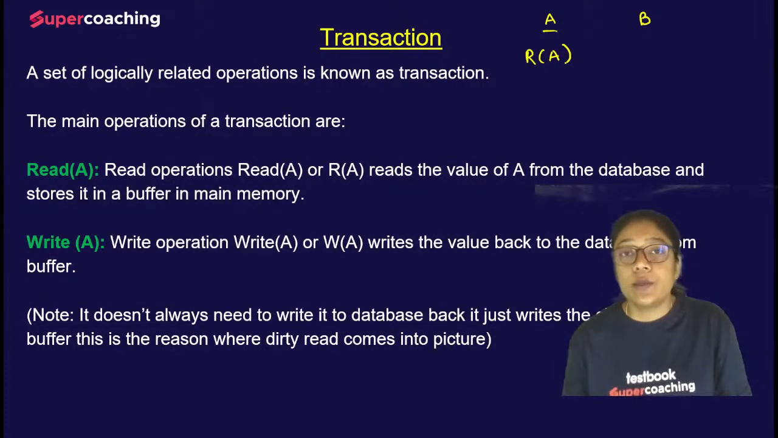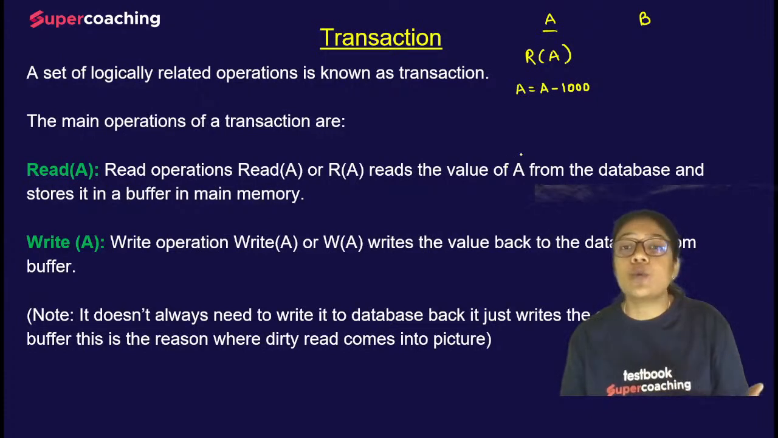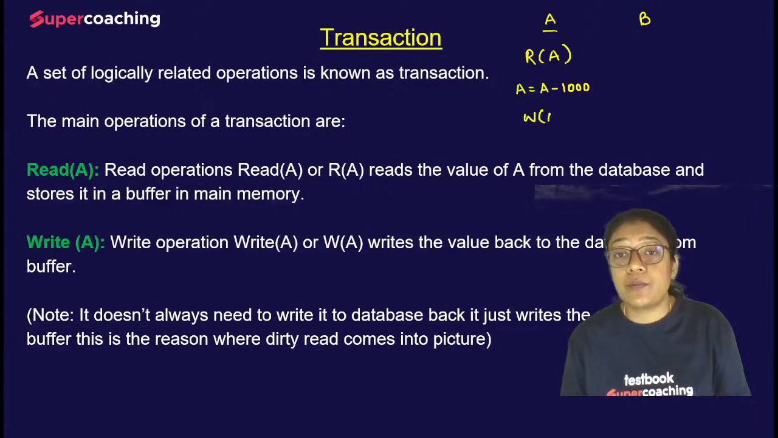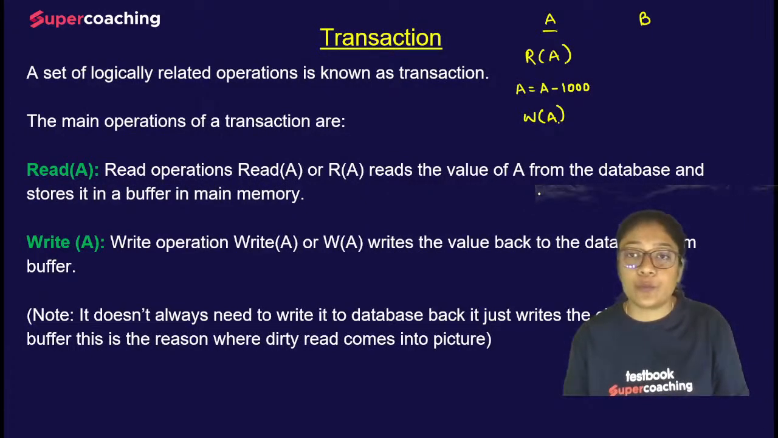Once the value is read, after that it is going to perform some operation. For example, A equals A minus 1,000, transfer करने 1,000. उसके बाद जो भी balance है, it will get updated immediately. It's known as performing the write operation. Write operation means updating the value.